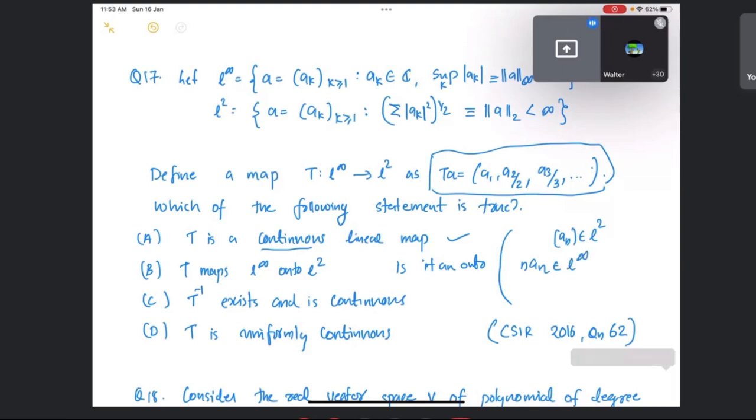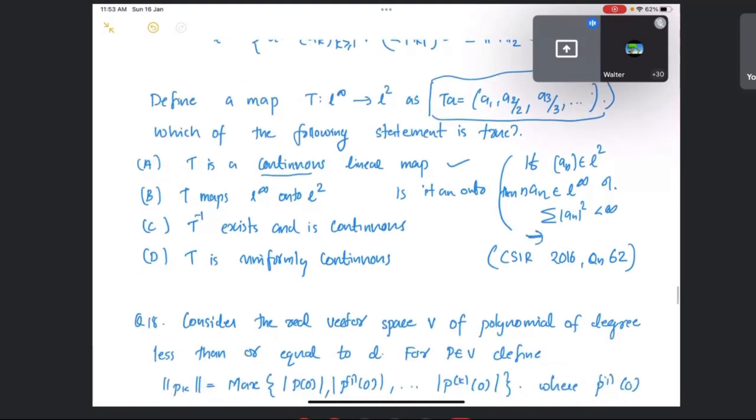It's because the image of n a_n will be a_n. So if a_n belongs to L2, then n a_n belongs to L infinity. This is the question. So in other words, if summation a_n square converges, summation a_n square is finite, does that say n a_n is bounded?